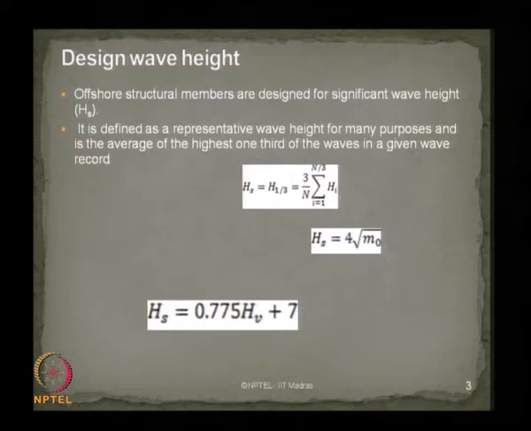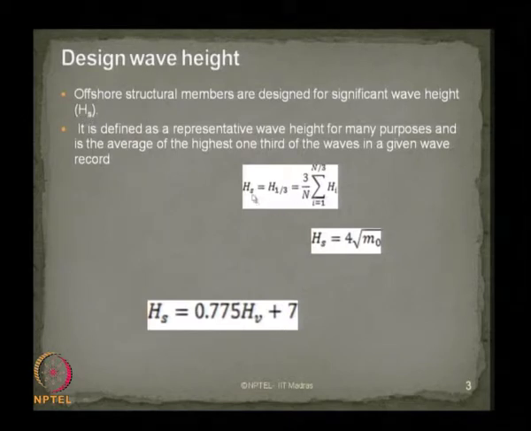Significant wave height is defined as a representative value of the wave height for many purposes. It is defined as the average of the highest 1/3 of the waves in a wave record. So, if you have a wave record which gives you the wave heights, arrange them in descending order, pick up the highest 1/3 of these, take an average of that, and you call that value the significant wave height, which is defined as HS in the literature.